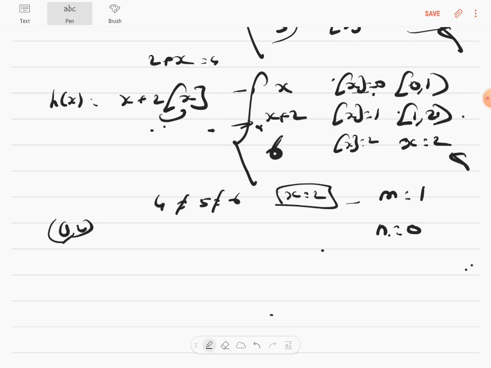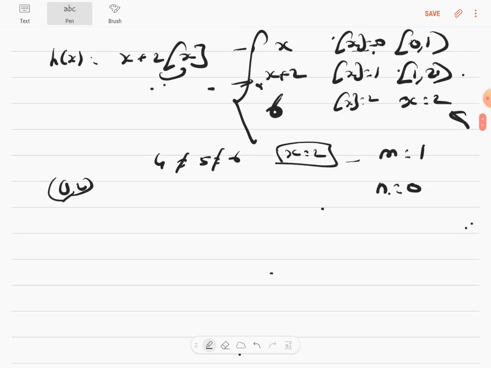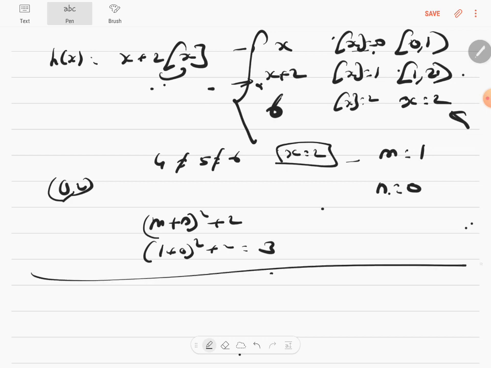Okay, from the options, they have themselves given 0 to 2, so it's convenient for us. So then n is equal to 0, the number of points where it's not differentiable. So m plus n the whole square plus 2, and m is equal to 1 plus 0 the whole square plus 2, therefore the answer will be 3. That's all. Such a beautiful sum.